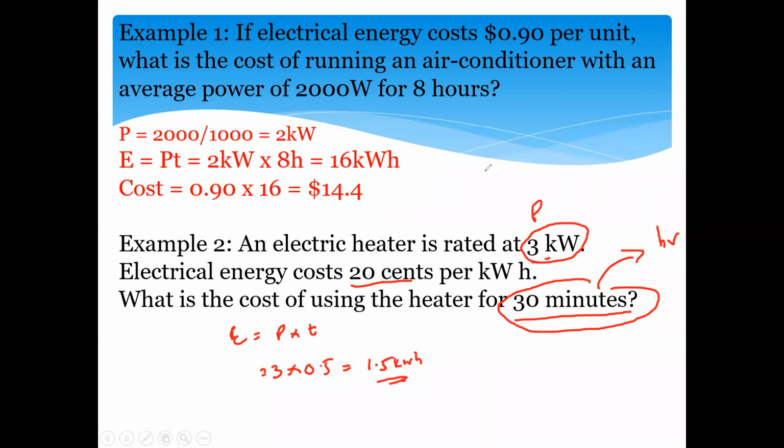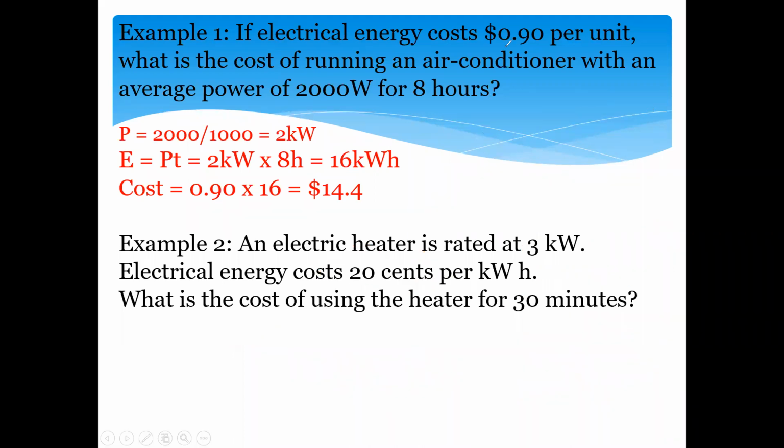So 1.5 kilowatt hour means 1.5 units, because 1 kilowatt hour is equivalent to 1 unit of electricity. And what is the cost of 1 unit? That is 20 cents. So if 1 unit of electricity costs 20 cents, then 1.5 units of electricity will cost X cents. So cross multiply 20 into 1.5, that will give us 30 cents as the cost of using this electric heater.